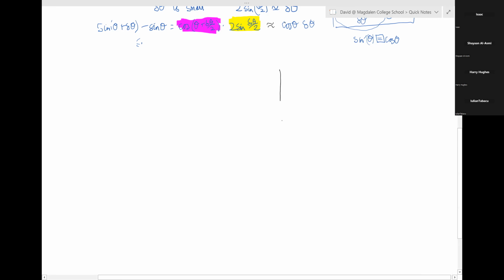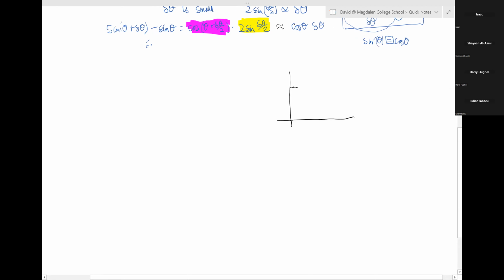Okay. What I'm going to do is try and find the area under a cosine wave. So here's my cos wave. And I'm going to go to a theta, and theta is going to be positive, but much less than pi over 2.